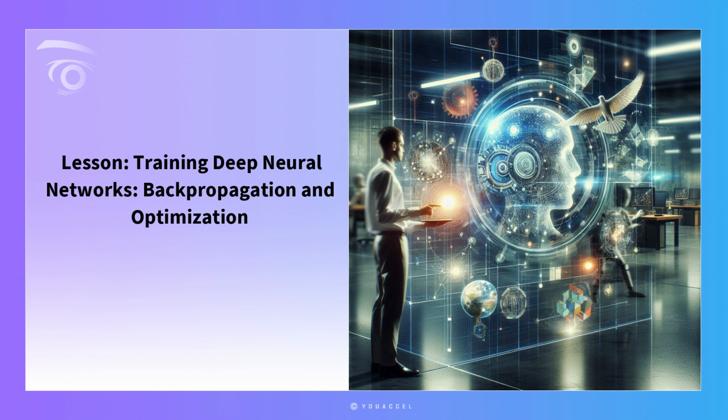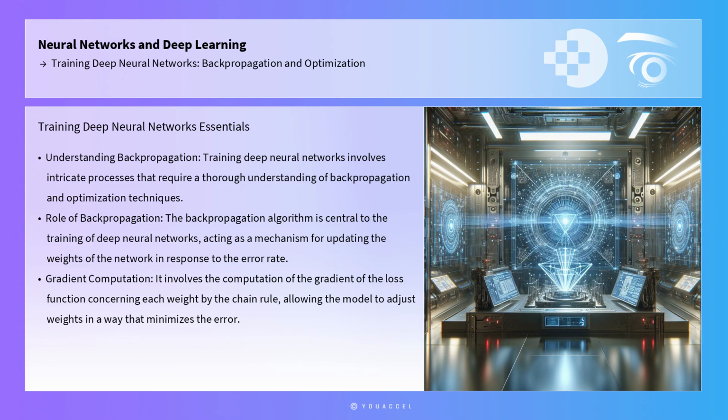Lesson: Training deep neural networks, backpropagation and optimization. Training deep neural networks involves intricate processes that require a thorough understanding of backpropagation and optimization techniques. These two components are pivotal in ensuring the neural networks learn efficiently and perform optimally in real-world applications.